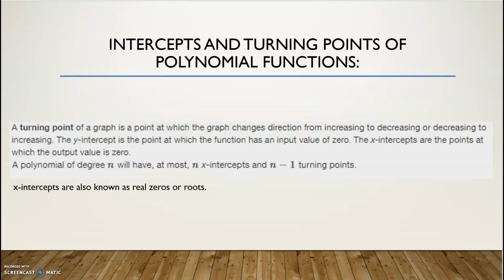Now a turning point, we said, changes the direction from increasing to decreasing or from decreasing to increasing. We already looked at the y and the x-intercepts. Now here's the important part. A polynomial of degree n will have at most n x-intercepts, the same as the number of degrees, and n minus 1 turning points. We also call x-intercepts real zeros or roots. So you can say there's n real zeros, n roots, the same number as the degree.